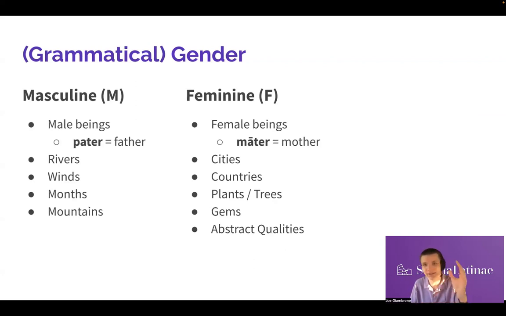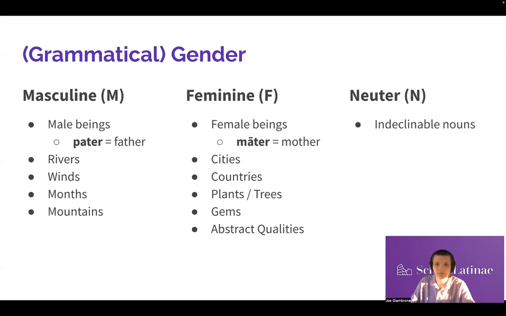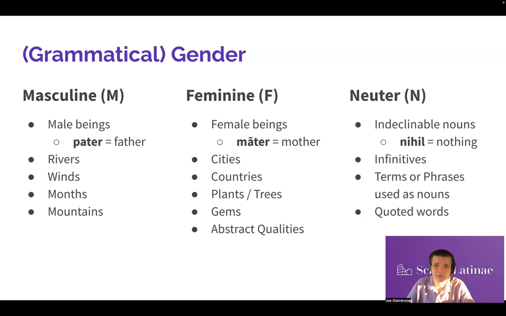So cities and countries you see like Roma and Italia, right? Rome and Italy. Abstract qualities are like virtus that we saw on the first parts of speech slide, where that's virtue. It's the abstract quality. It's feminine. And then the Latin word neuter means neither. They are neither masculine nor feminine. And so indeclinable nouns, which means nouns that cannot decline, like often nihil does not decline, means nothing. Those are neuter, as well as some other niche cases.